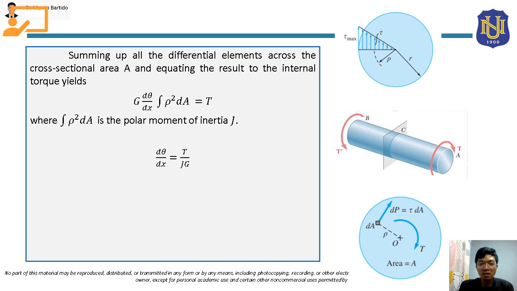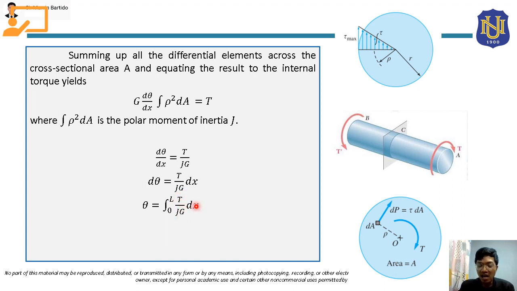Okay, so substituting that value, this will now become d theta over dx equal to t over, so this is g and this is j. That will be cross multiplied, so that will become t over jg here. From here, we can cross multiply dx, so this will become d theta is equal to t over jg times dx. If we are going to integrate both sides, the integral of d theta will just become theta, and this will be equal to the integral of t over jg times dx.